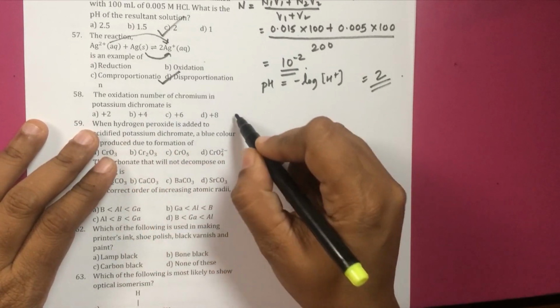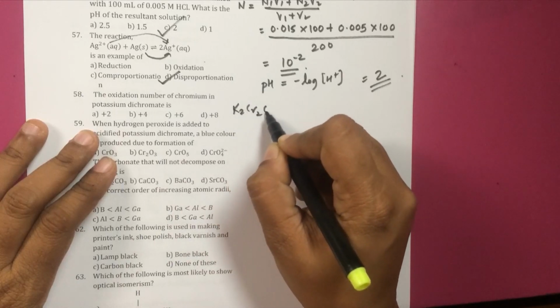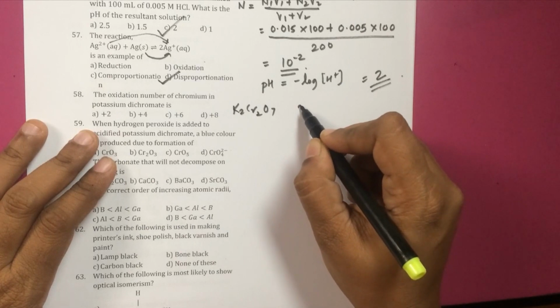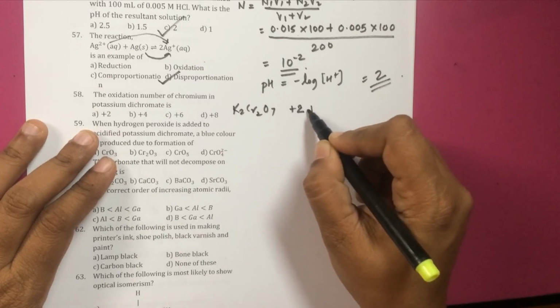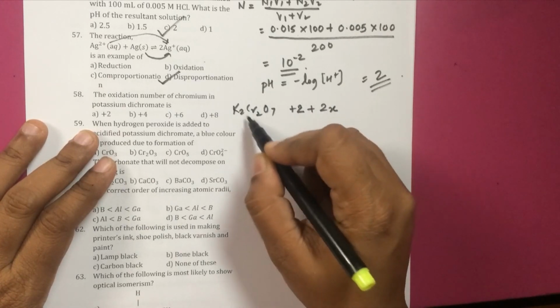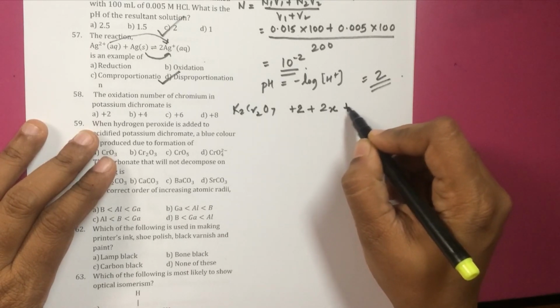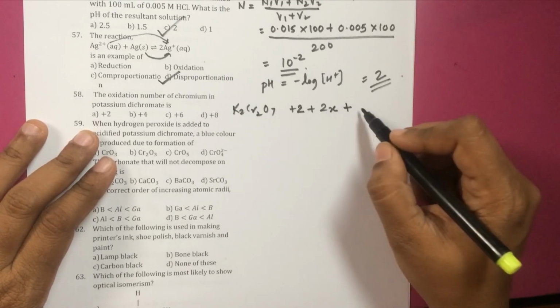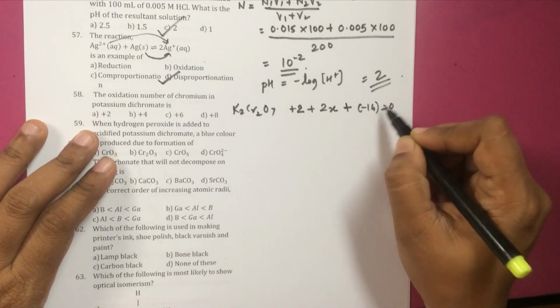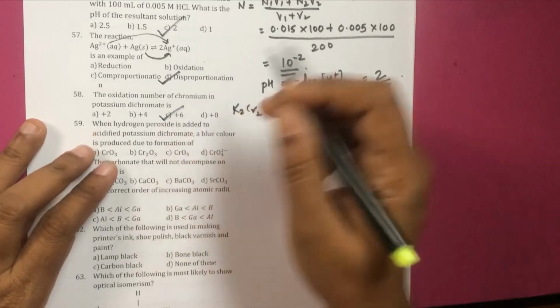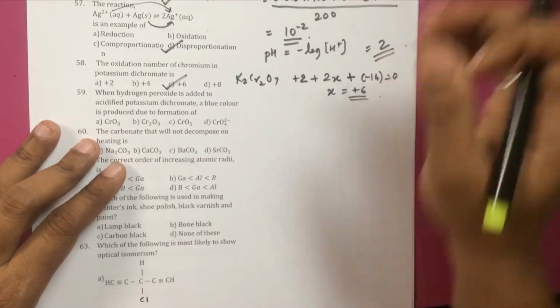Now, in the case of potassium dichromate, that is K2Cr2O7, potassium is plus 1. There are two potassiums, so plus 2. Plus, let us assume X for the chromium. There are 2 chromium, therefore twice X. Plus oxygen, minus 2 into 7, that is minus 14, equals 0. So X is equal to plus 6. Therefore, option C.